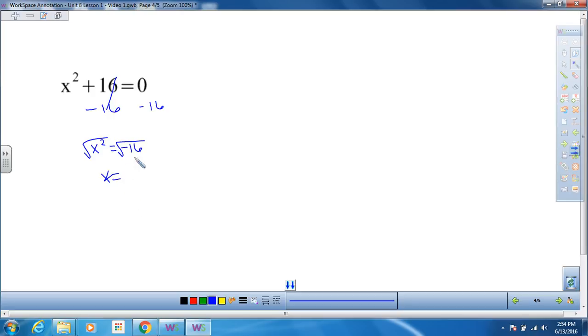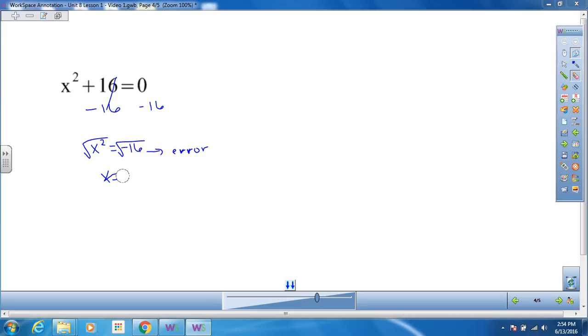X equals, so if you type in square root of negative 16 in your calculator, you get an error. That's because you can't square root negative numbers. So if you get a negative number under the square root, that means there's no solution.